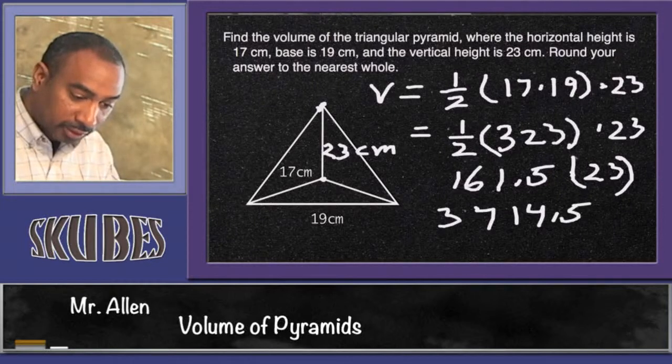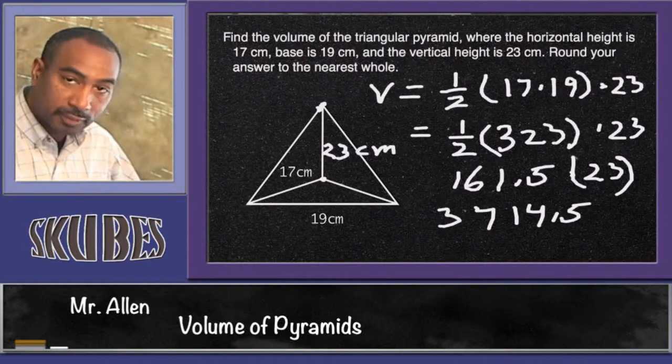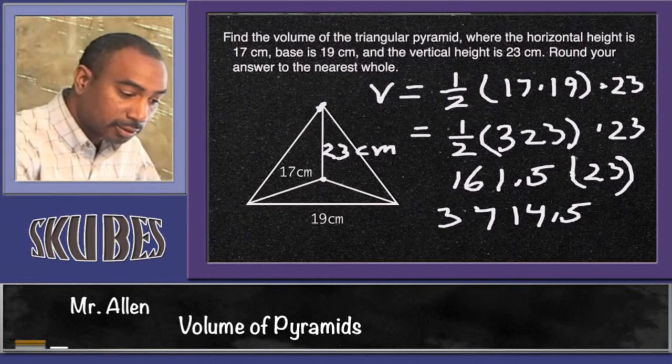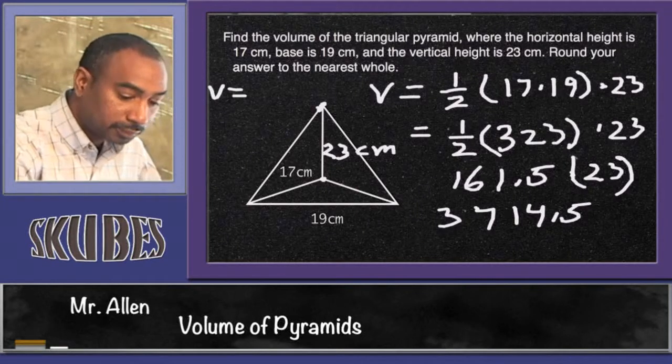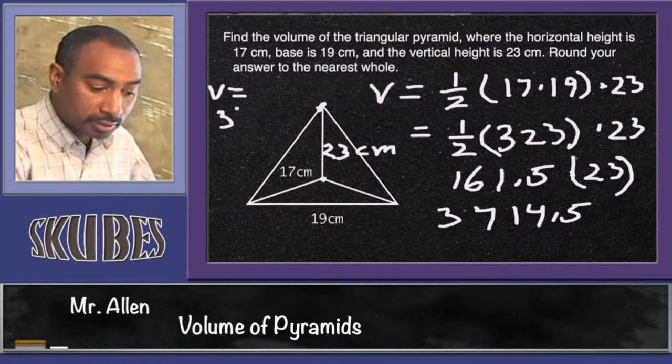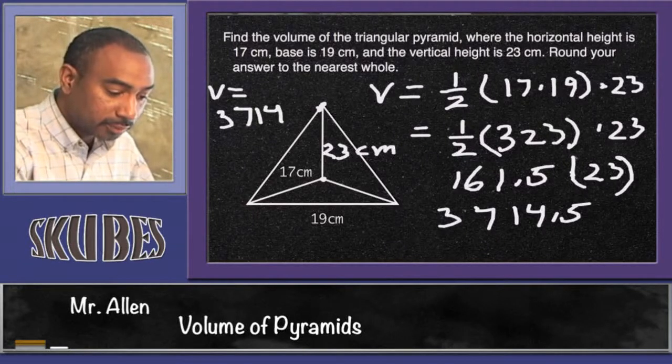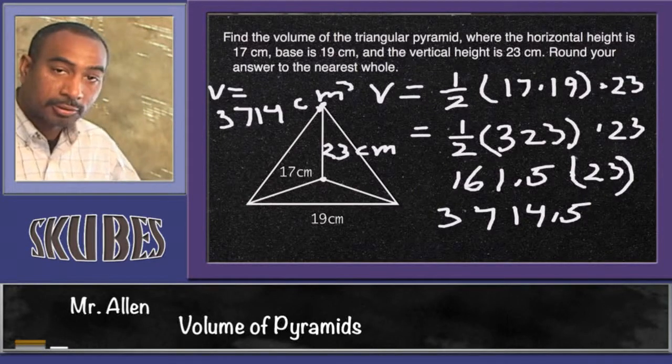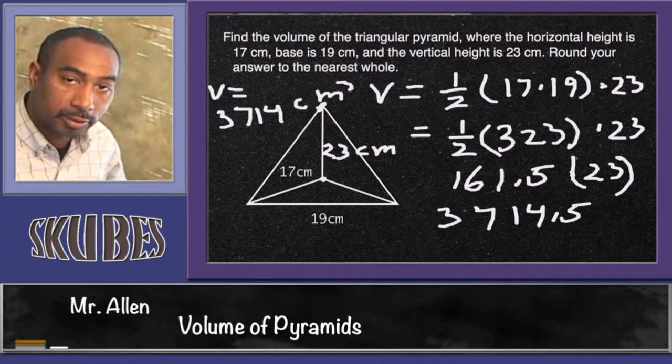And it's said to round to the nearest whole number. So the volume is going to equal 3,714 cubic centimeters. This concludes the lesson for today on volumes of pyramids.